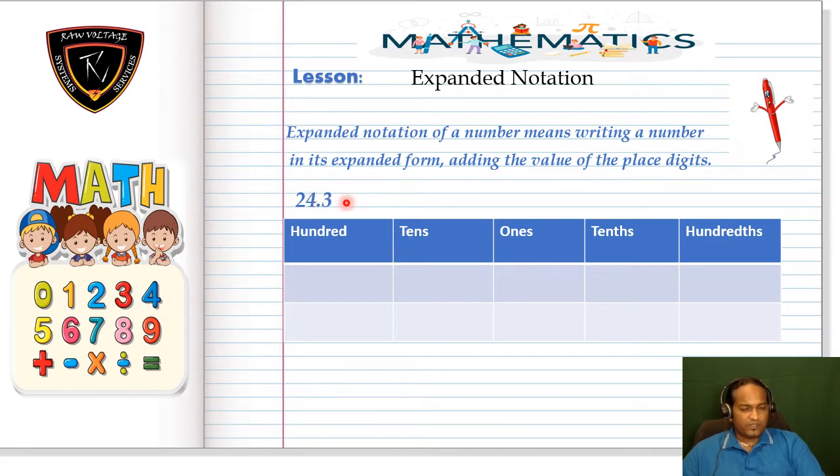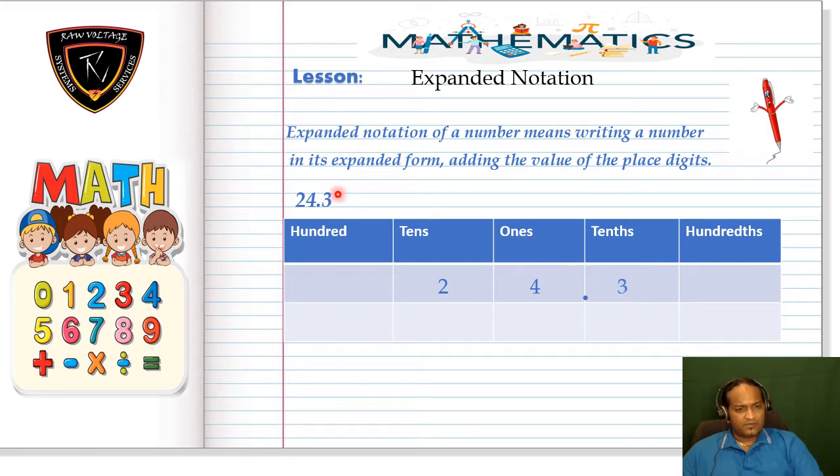The first digit we know is the 4. We know that the 4 is 4 ones, and we know that the 2 here is 2 tens. What about this point? Well, this point comes after the ones, so we put the point here on the line. And then this 3 is going to be 3 tenths.